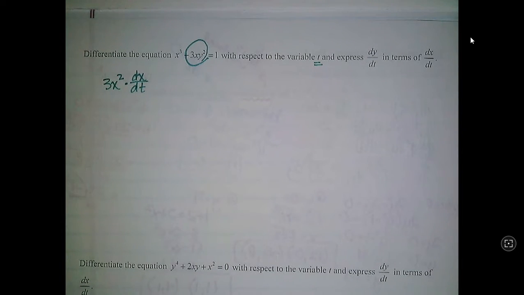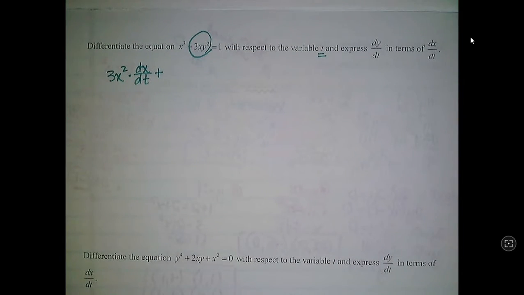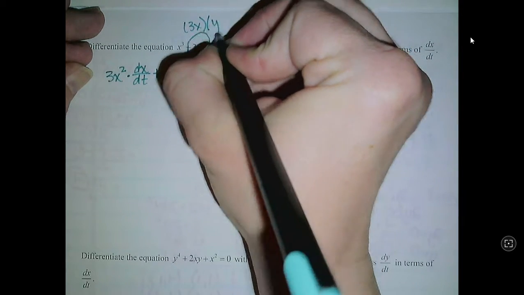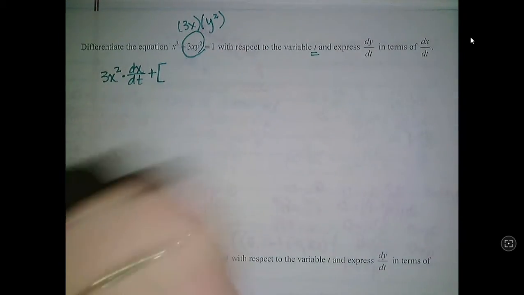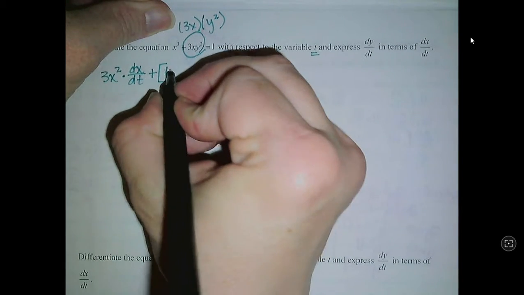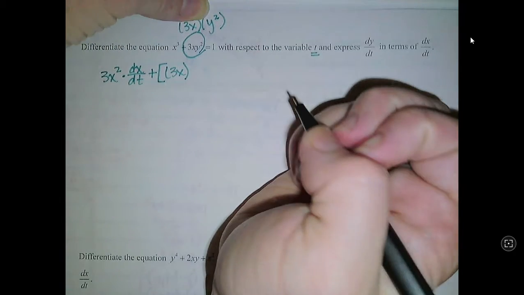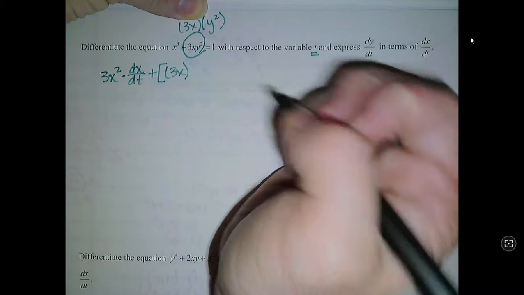For my next term, I have 3xy squared. And that 3, you could view two different ways. You could view it as a constant multiple and pull it out, or you could group it with the first term. So I'm going to look at this as 3 times x times y squared whenever I do my product rule. So whenever I apply the product rule, I'm going to have my first piece, 3x, times the derivative of the second piece with respect to t, which will be 2y times the derivative of y with respect to t.